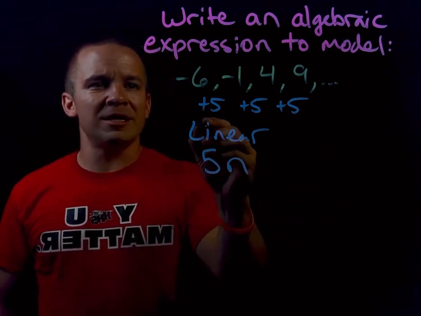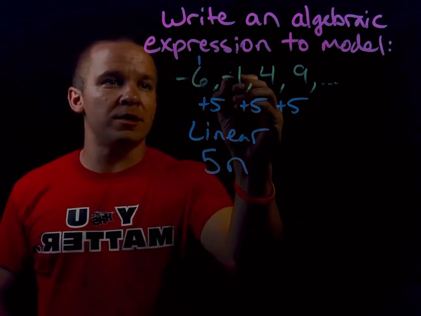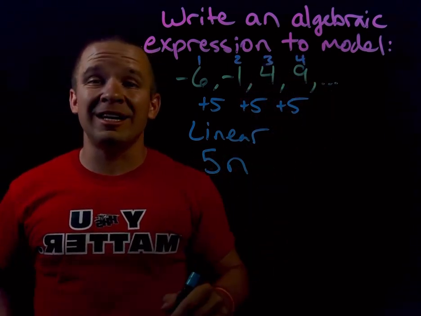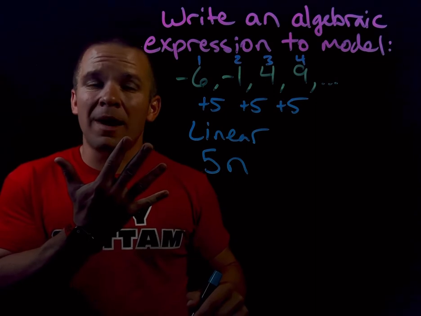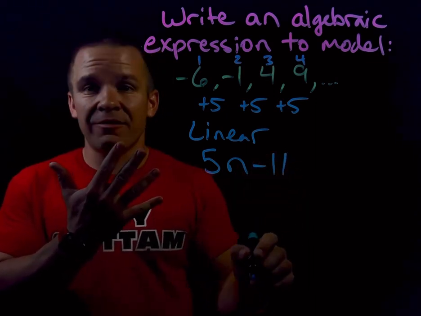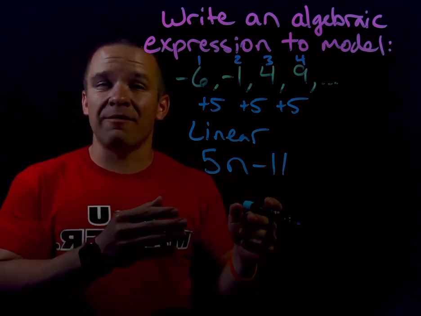Well, if I plugged in, say, 1, because we'll say that this guy's going to be 1, this is term 2, 3, and 4. If I plugged in 1 for n, I'd get 5. How am I going to get 6 out of that? Well, I'd need to subtract 11. So now I have 5n minus 11. Let's see if that works.